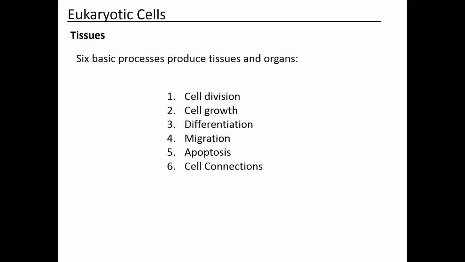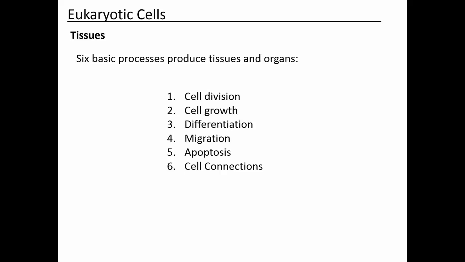This process called differentiation is also important for producing tissues and organs. And what happens in differentiation is a cell becomes specialized. So you start off with a nondescript cell, so a cell that isn't a particular cell type yet, and it specializes into a very particular cell type. So it starts off as basically what you would call a stem cell, and then it would differentiate into, let's say, a cardiac muscle cell, or differentiate into a skin cell. So it would become specialized into a certain cell type.